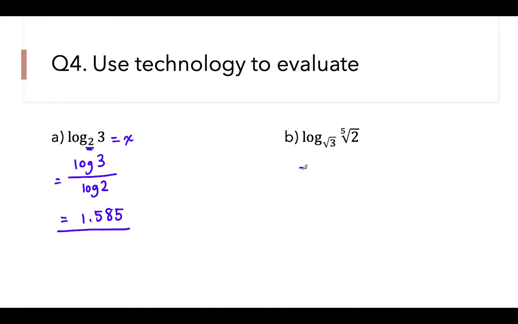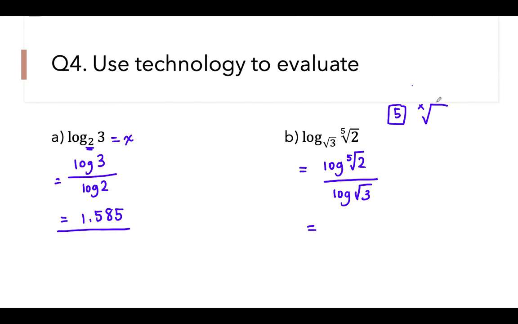Same thing. We are going to separate using the same base of log 10. So log of the fifth root of 2 over log of the square root of 3. There's not much you can do here. All you can do is punch it in, log of the 5th root. If you don't know how to do the 5th root, you could press 5, and then you will see this button.